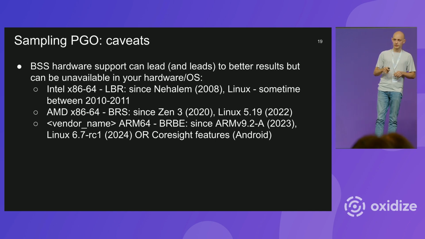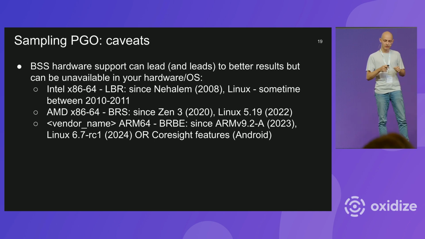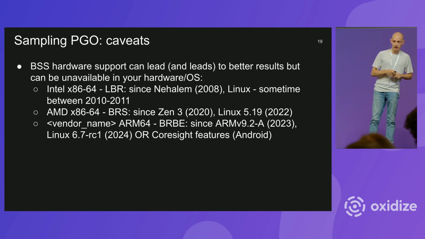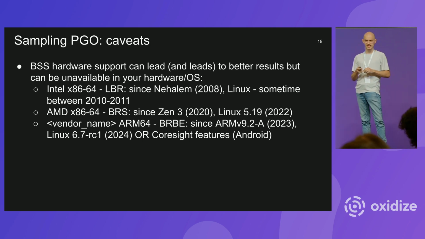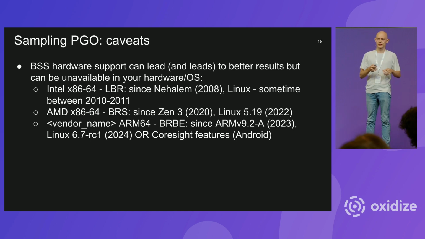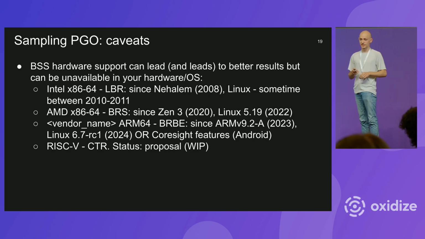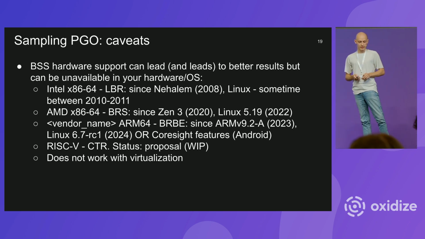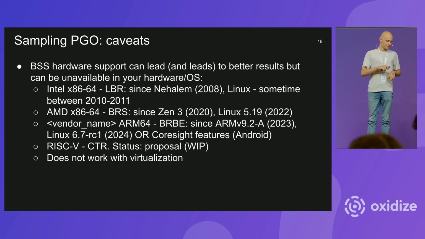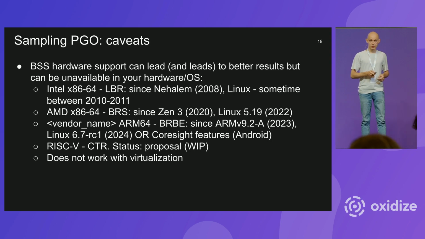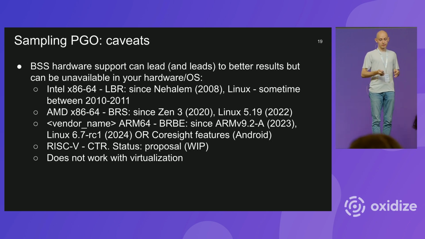Also, the Android platform uses another set of ARM features that are called CoreSight. Honestly, I cannot say much about Android stuff and how they use it in practice. RISC-V, this feature is called Control Transfer Records, or CTR. Current status, work in progress, nothing to try yet. And actually, there are a bunch of other platforms like mainframes, AIX, PowerPC, and so on, you need to check it on your own.